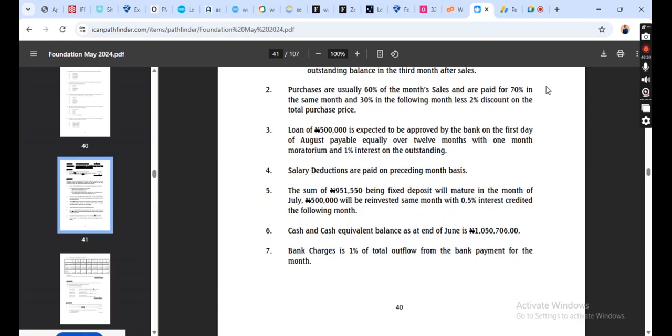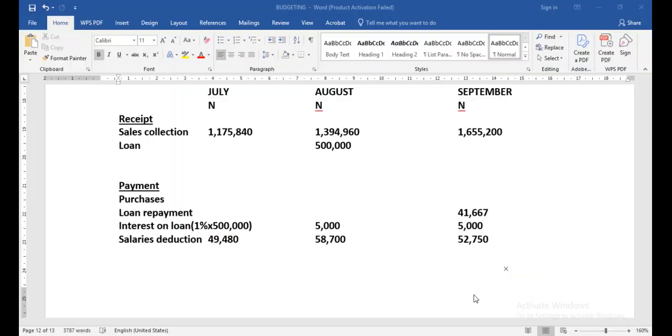The sum of 951,550 being fixed deposit will be matured in the month of July. Class, it is your money. It is your fixed deposit. It's your cash inflow. Is that not so? We matured in July. The amount is your cash inflow. You can see the way I'm analyzing it one after the other, right? 951,550. Fixed deposit is an inflow.